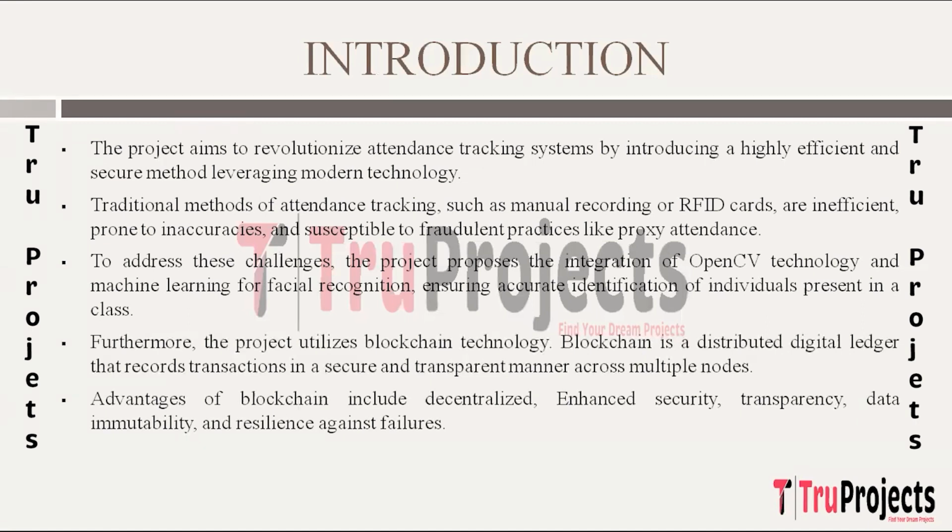First, it is decentralized, meaning the data isn't stored in one vulnerable location. Second, it enhances security because the data is stored in encrypted format that is very difficult to alter or hack. Third, it promotes transparency as all transactions are recorded and visible to authorized users. Fourth, it ensures data immutability, meaning once something is recorded in the blockchain, it can't be easily changed. Finally, it is resilient to failures because even if some nodes go down, others continue to maintain the data.